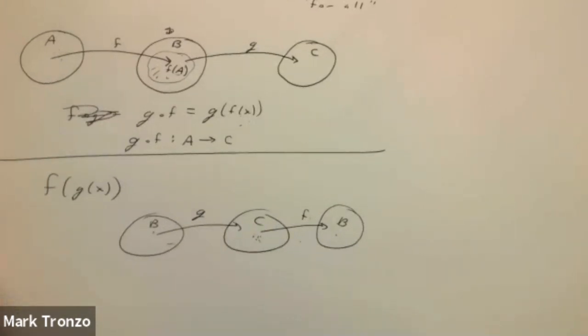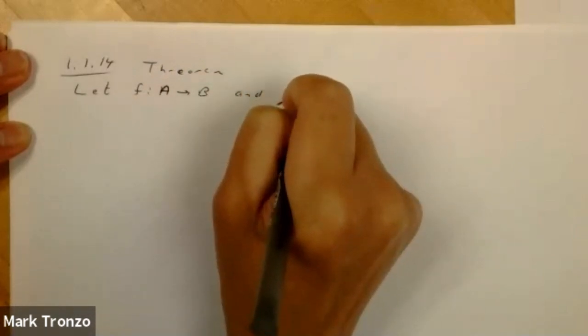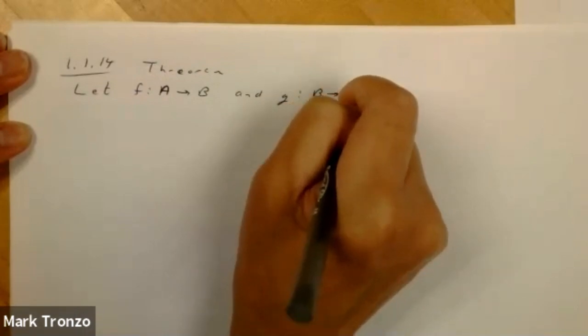And then also, let me see for the next one. But the main thing is, yes. So let's look at this now. Let's look at the inverse function then. Let's see over here. So this is 1.1.14, theorem. And let f go from, this time it's a function from A to B again. And g goes from B to C.